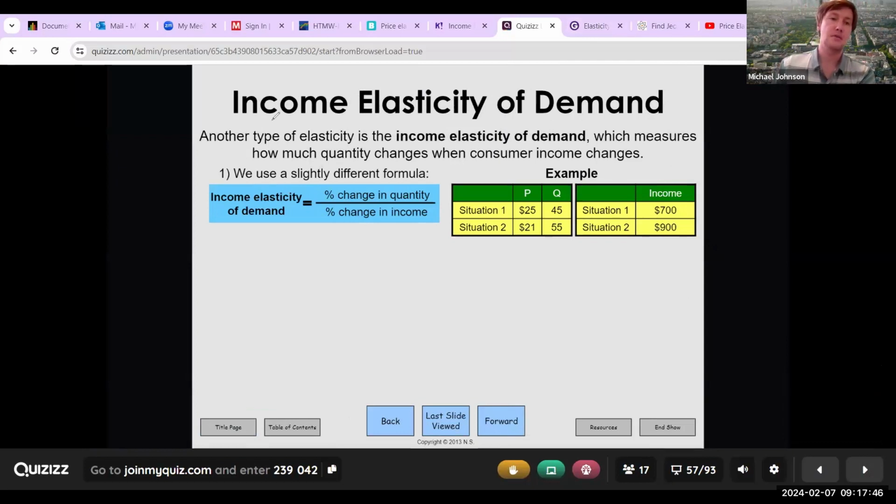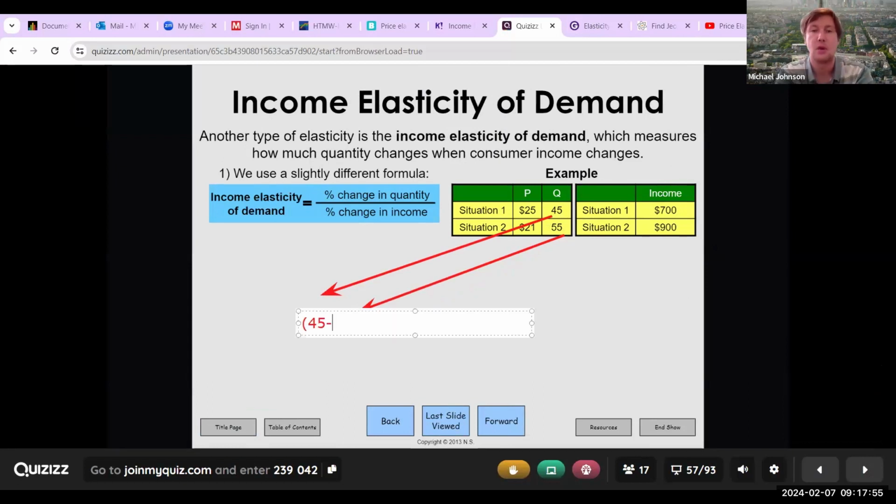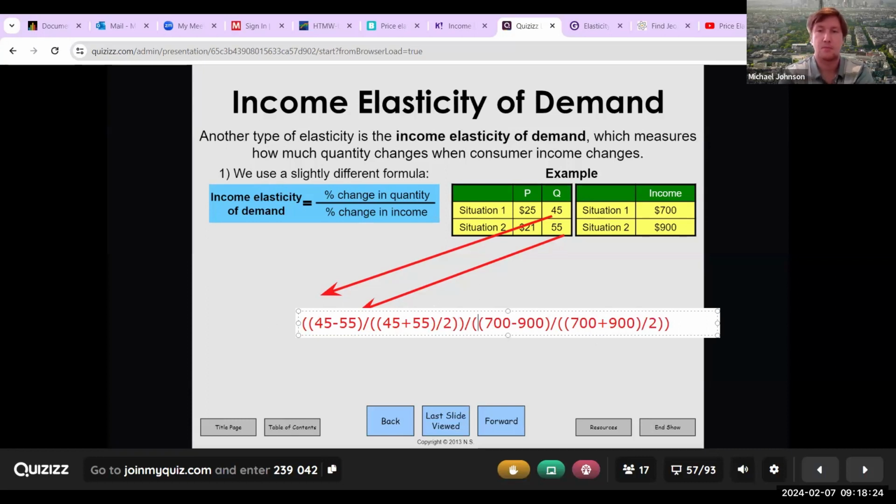Here we'd take the change in quantity, so we'd take 45 and 55 to start. So it'd be 45 minus 55 divided by 45 plus 55 divided by 2. And then we divide that by the income, which is 700 minus 900 divided by 700 plus 900 divided by 2. So you do that, and we'll take this here, bring this down, bring this down.